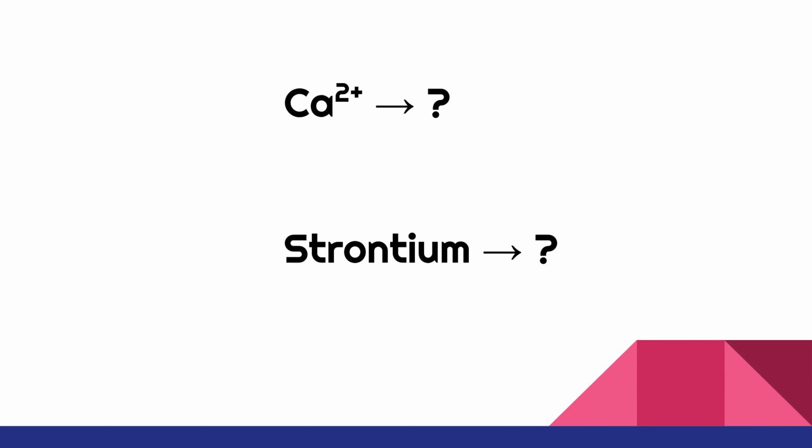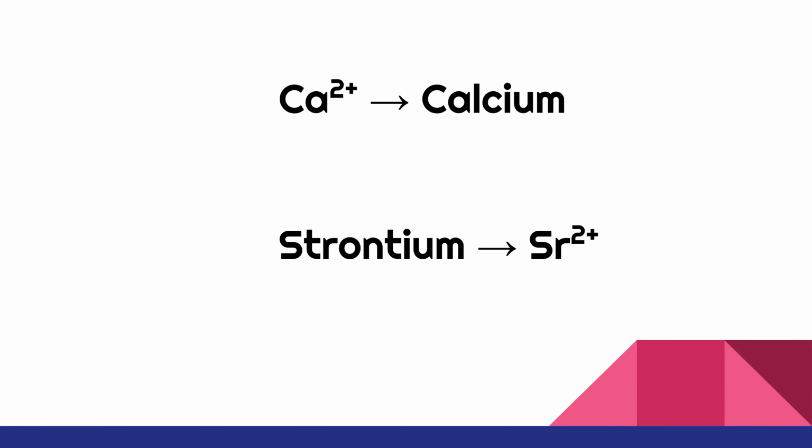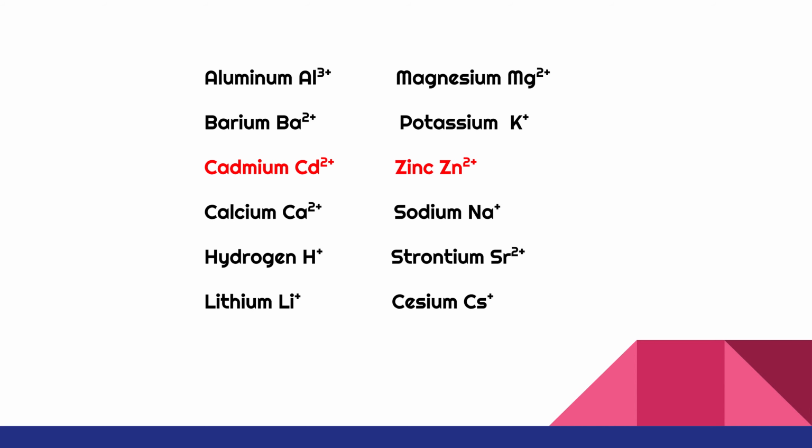And now we have strontium. Well, strontium is in the S block, and this is just its name, which means it's just going to be whatever charge strontium is. Strontium is in group 2, so it'll have a plus 2 charge, which means we write Sr2 plus. So now you know how to do all of these.